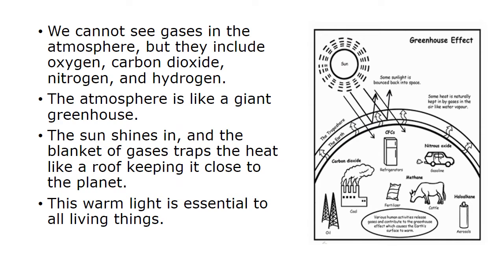We cannot see gases in the atmosphere, but they include oxygen, carbon dioxide, nitrogen, and hydrogen. The atmosphere is like a giant greenhouse. The sun shines in it, and the blanket of gases traps the heat like a roof, keeping it close to the planet. This warm light is essential to all living things. And here we see an example of that.